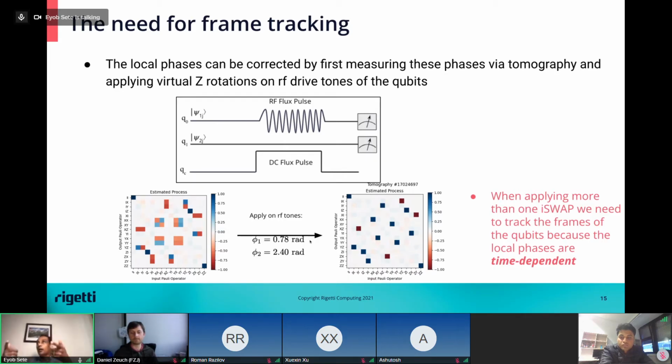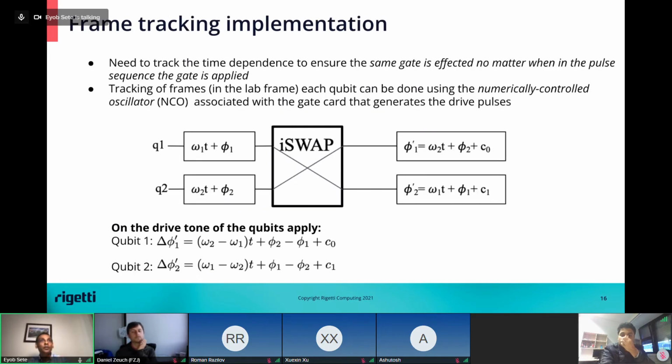Then you update the RF pulses with these phases just once, and you get this. Yeah, it works. It corrected the phases. But the question is, is this repeatable? If I say apply iSWAP and its inverse, would I get identity, for example? Maybe before I go there, this is what I was talking about. The main idea is repeatability of the gate.